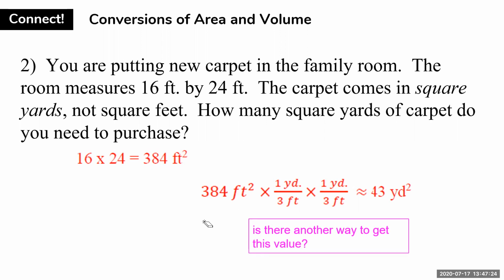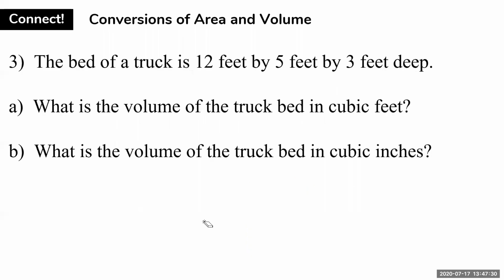So that's the alternative, right? You could have changed the unit before doing the multiplication. Nice. Now, the bed of a truck is 12 feet by 5 feet by 3 feet deep. What is the volume? So the length times the width times what? The height. So this by that, and that gives you that.